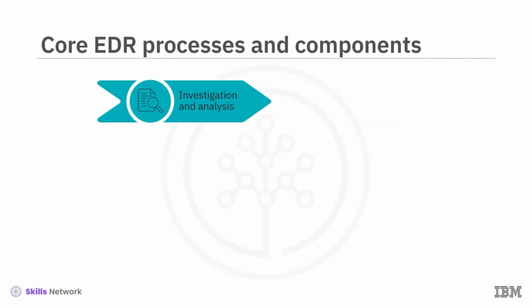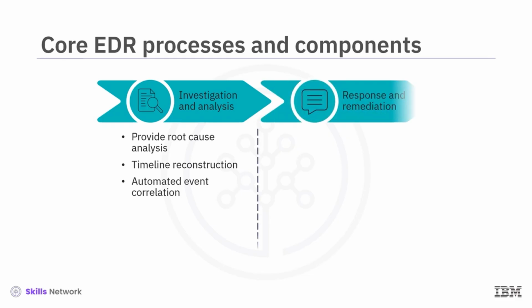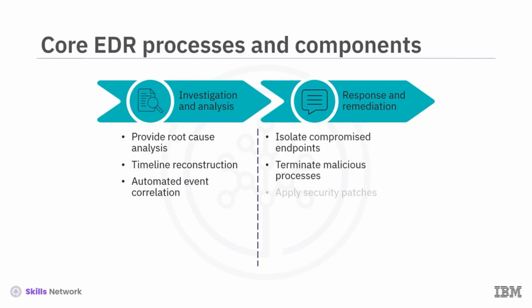When a potential threat is detected, EDR tools provide capabilities for investigation and analysis using root cause analysis, timeline reconstruction, and automated event correlation. Timeline analysis reconstructs the sequence of events leading to the detection, while root cause analysis identifies the origin of the threat. EDR solutions support rapid response and remediation by enabling security teams to isolate compromised endpoints, terminate malicious processes, and apply security patches. Automated response actions help to quickly contain and mitigate threats, while manual forensic analysis and evidence collection allow for thorough investigation and remediation measures.